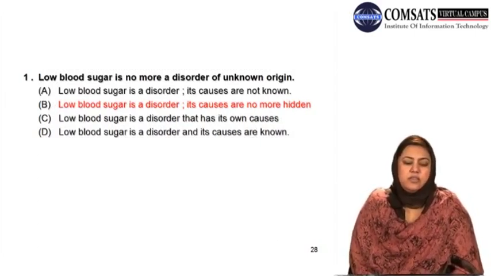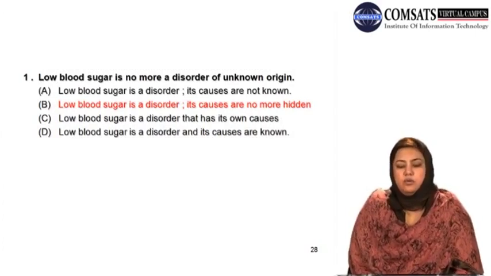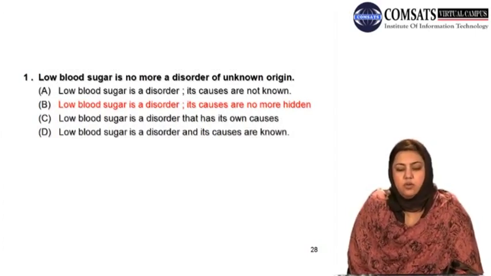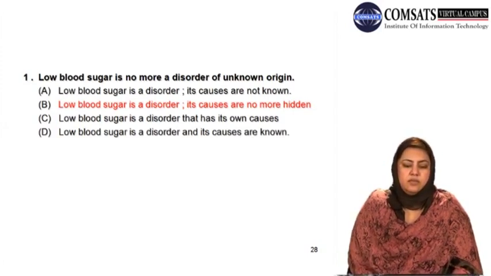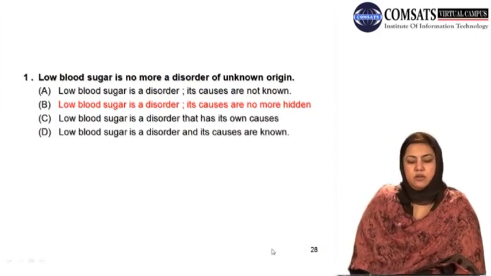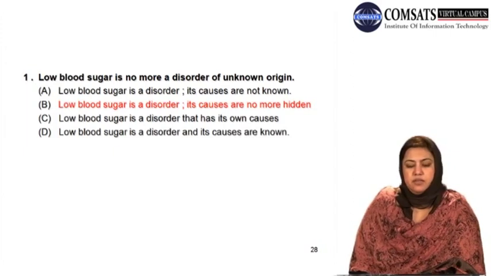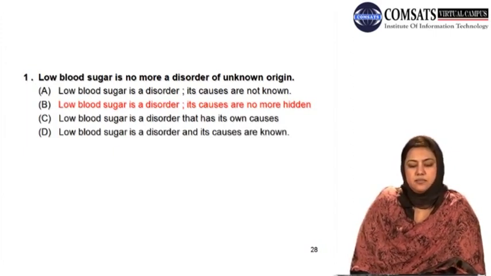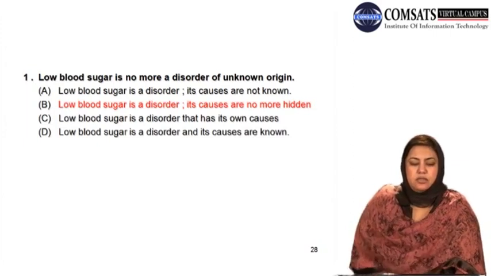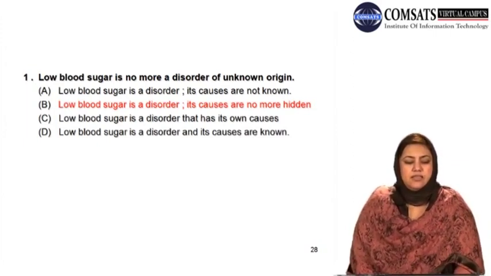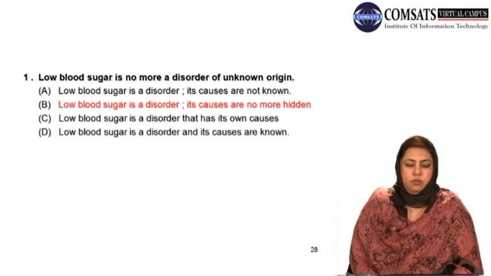The sentence was, low blood sugar is no more a disorder of unknown origin. It is no more unknown. Its causes are no more unknown. That is why we have chosen the second option. The other 3 options are nullified, because the first is a contradiction to the original sentence, the third is different information from the original sentence, and actually the tough competition was between the second and the fourth option, that is B and D option.